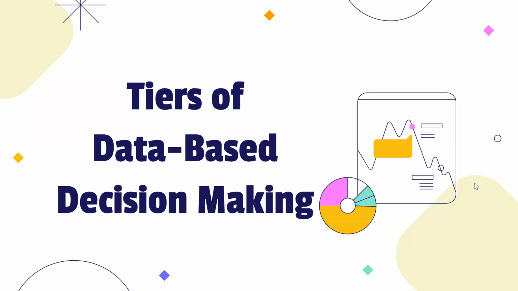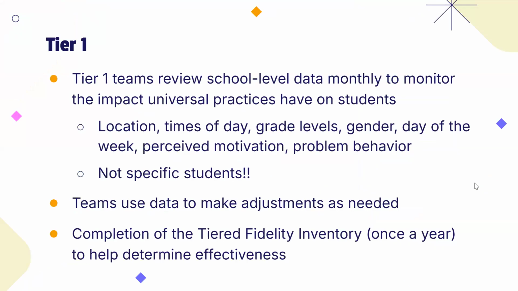And, moving on to the next slide, sorry, Allison's going to have to do this for me, but the goal of tier 1 data is to really review our school level data to monitor the impact of our universal practices that are on students. And remember, tier 1 is going to be effective for 80% or more of our students, but at least 80% of our students.